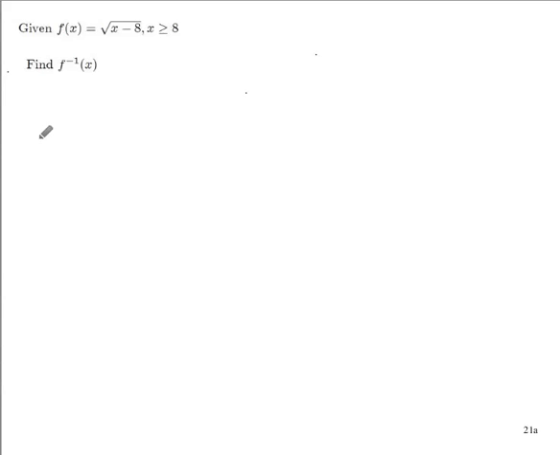Given f of x equal to square root of x minus 8, when x is greater than or equal to 8, you want to find the inverse of f of x. Step number 1 to find the inverse is to replace the position of x and y. Here we have f of x, or y, is equal to square root of x minus 8.